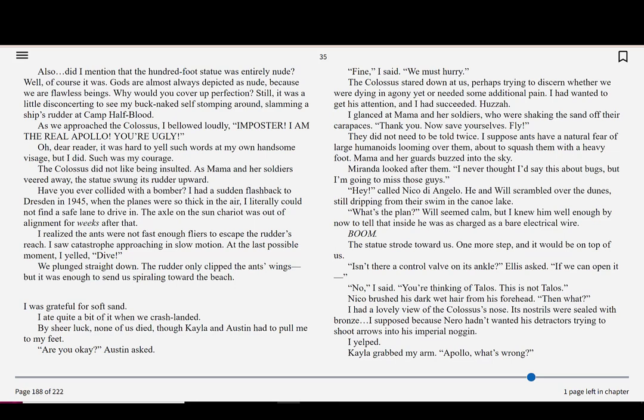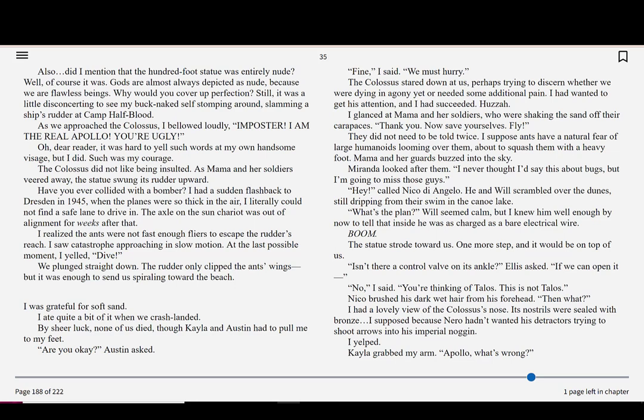"Isn't there a control valve on its ankle?" Ellis asked. "If we can open it." "No," I said. "You're thinking of Talos. This is not Talos." Nico brushed his dark wet hair from his forehead. "Then what?" I had a lovely view of the Colossus's nose. Its nostrils were sealed with bronze. I suppose because Nero hadn't wanted his detractors trying to shoot arrows into his imperial noggin.